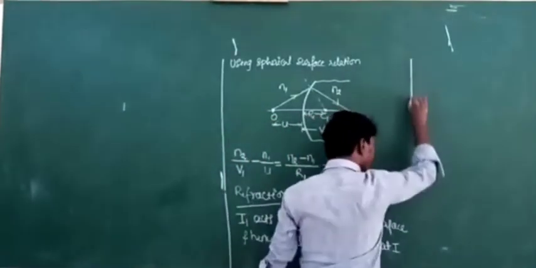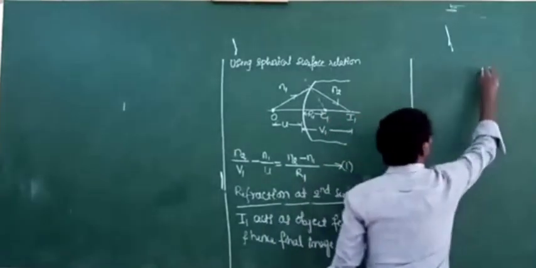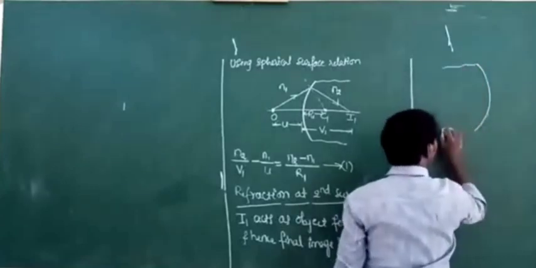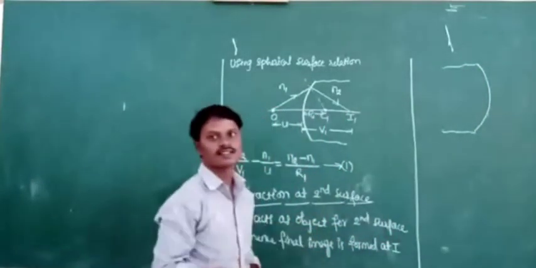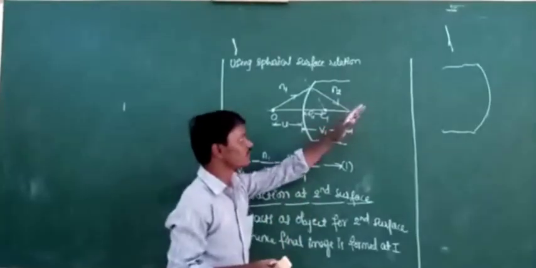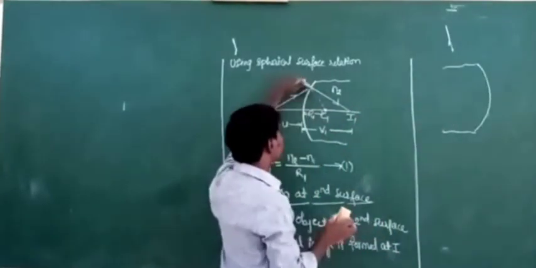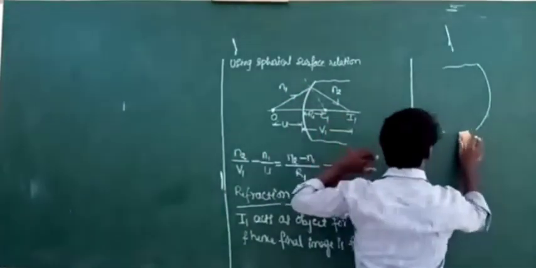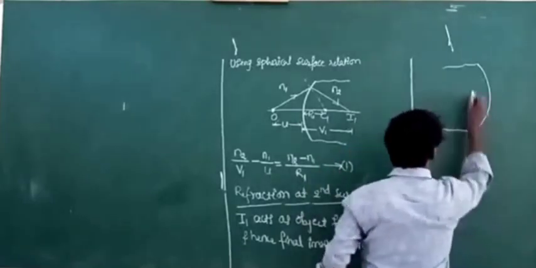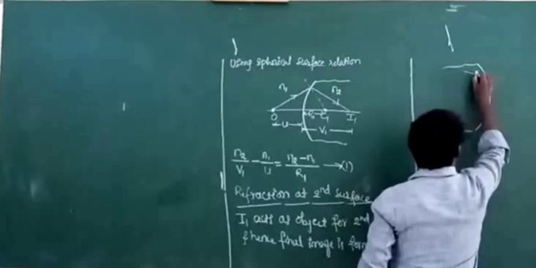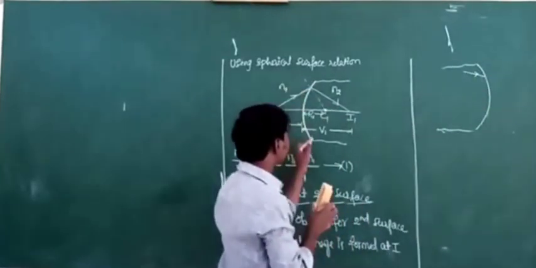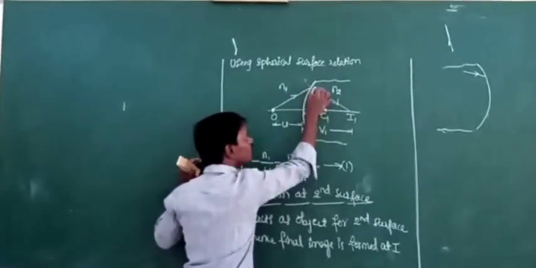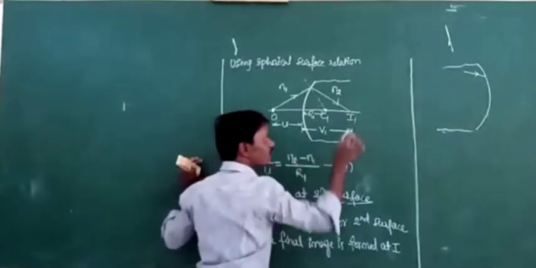Now let us draw the diagram. It is the second surface. Then where is the object now? I1 is inside the lens now. We are going to observe this I1 for the second surface. This refracted ray is the incident ray for the second surface. The ray refracted by the first surface falls on the second surface. I will draw the second surface here.